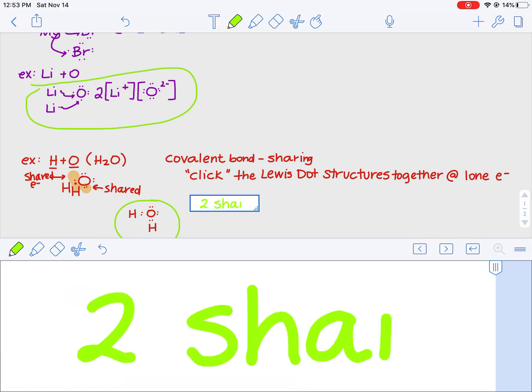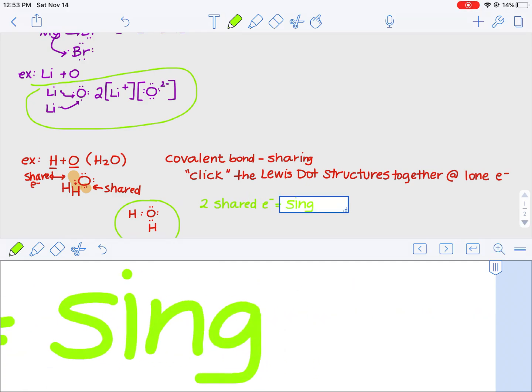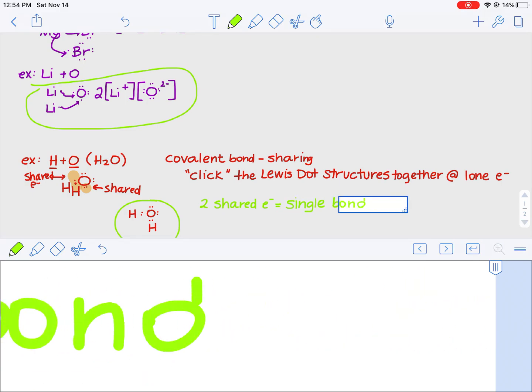When we have 2 shared electrons, that is called a single covalent bond. And we kind of dropped the word covalent. We just call it a single bond, we being chemists.